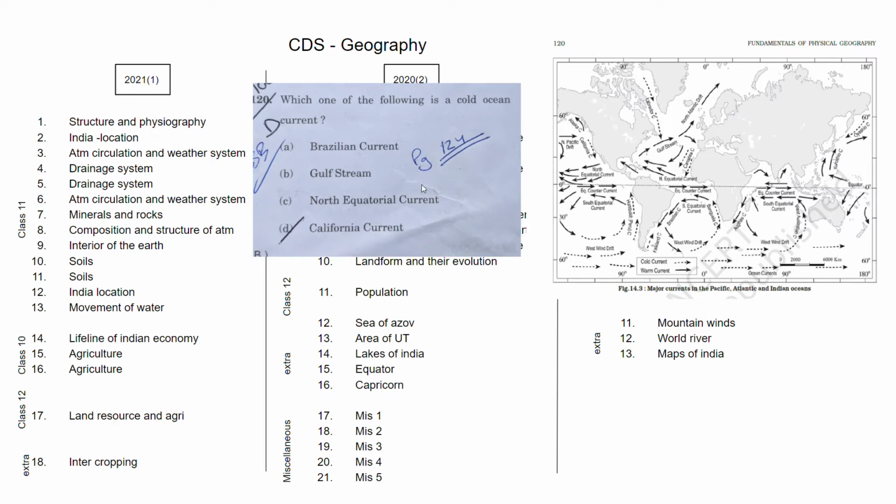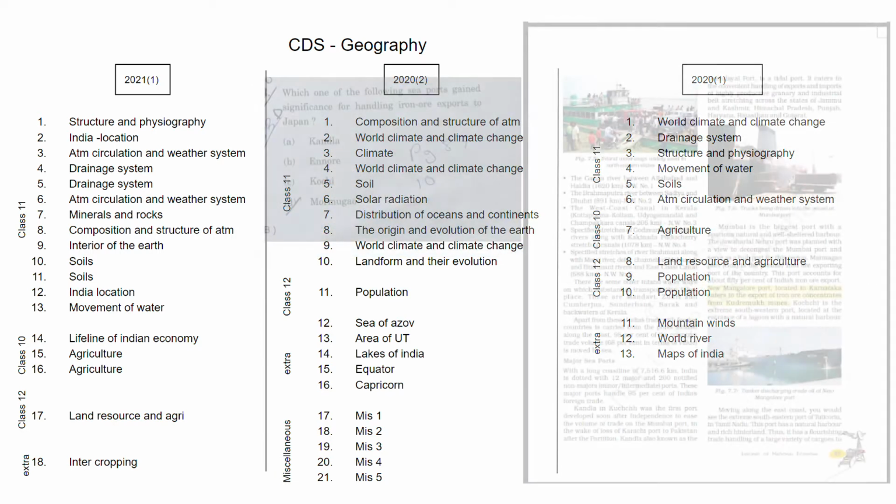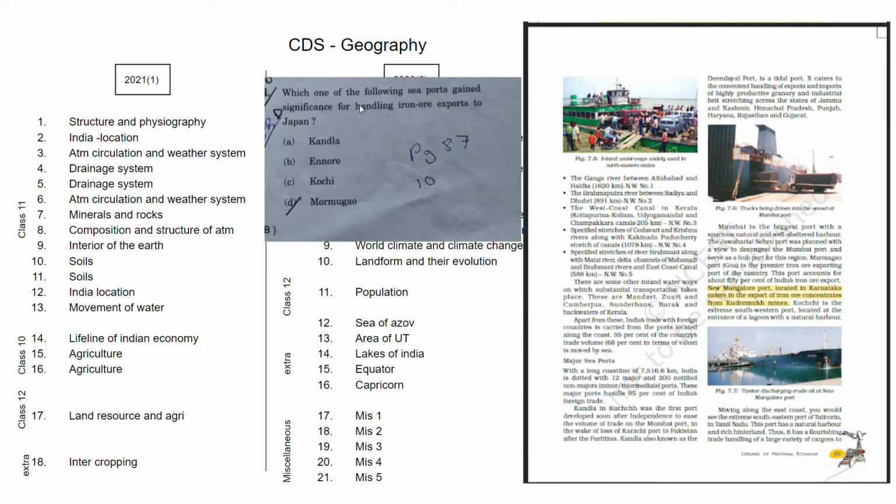Now we will move to question number 14, which is from 10th class. Which of the following seaports gained significance for handling iron ore export to Japan? Now look at the mouse pointer. Marmagao Port, Goa is the primary iron ore exporting port of the country. The port accounts for 50% of India's iron ore export. We have Mormugao port in the option. So this is the answer.